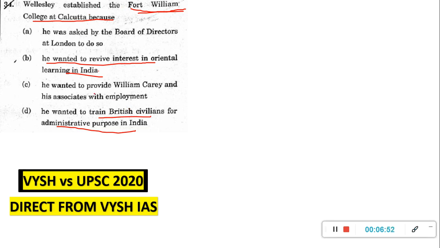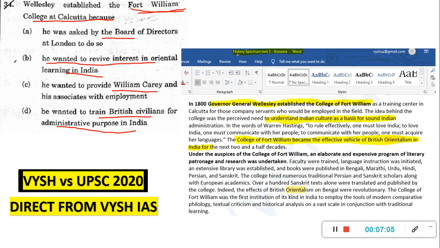The other two are just made up options, but go and find out who this William Carey is and what the things are. And the board of directors will never tell such a thing like go and train in Indian languages or Indian administration. They will never tell such things. So if you see here, this is a history spectrum question. Test number 3. In 1800, Governor General Wellesley established the College of Fort William. Here again, find out the first name of Wellesley. There are two: one is Richard Wellesley and one is Arthur Wellesley, and that also was a UPSC question in 2020. So you have to know correctly which Wellesley it was.